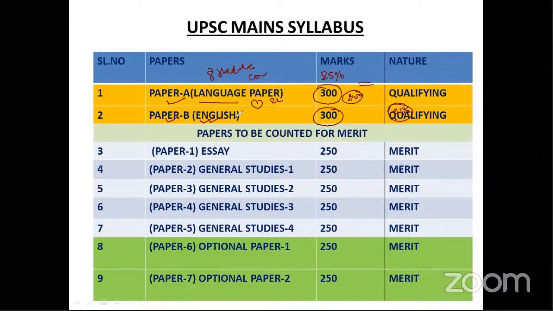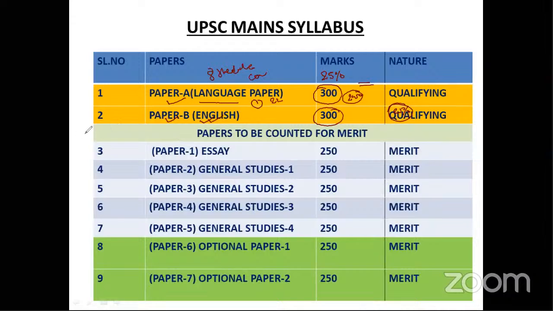So with these 2 papers, UPSC will test whether you have understood the language and whether you know how to read. Whether you understand your language, whether you belong to a southern state, or you are from northern India or somewhere in a northeastern state. So the most important thing here is the papers to be counted for merit. We are concerned with those papers whose marks will be added to your merit list.